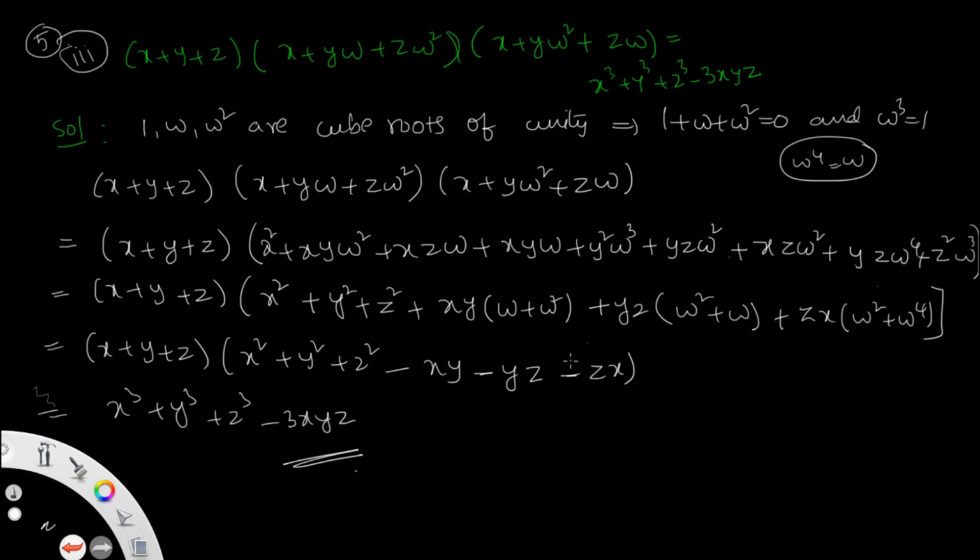So from this, 1 plus omega plus omega square equal to 0. Then we can write omega plus omega square equal to minus 1. Here also minus 1, here also minus 1. So this total term is multiplied by the basic formula, that is x cube plus y cube plus z cube minus 3xyz. That's all. And then go to the last question in this bit.